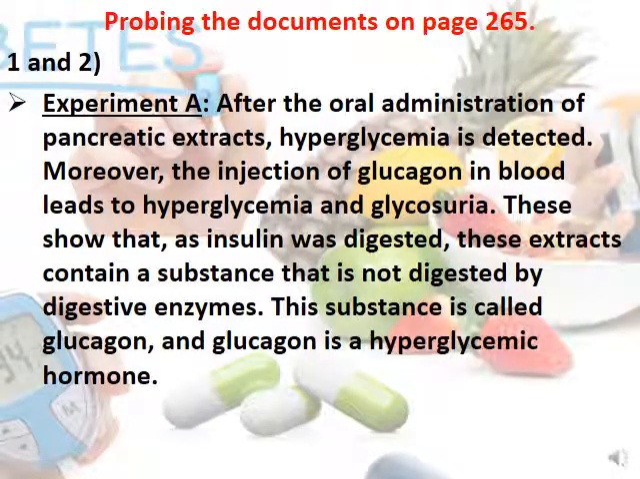In experiment A, I'm going to solve parts 1 and 2 together. In experiment A, after the oral administration of the pancreatic extracts, hyperglycemia is detected. Moreover, the injection of glucagon in the blood leads to hyperglycemia and glycosuria. They show that, unlike insulin, which is digested, these extracts contain a substance that is not digested by digestive enzymes. The substance is called glucagon, and glucagon is a hyperglycemic hormone.